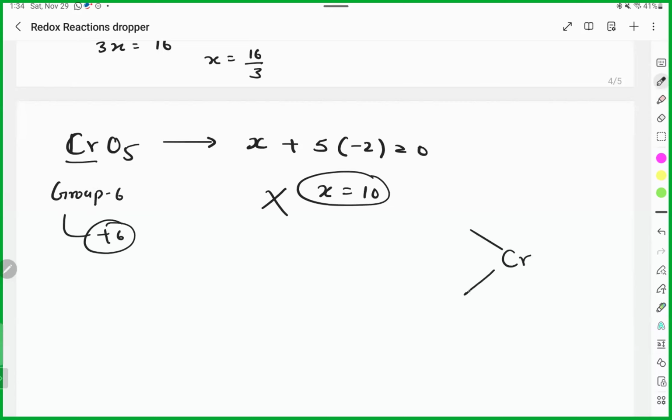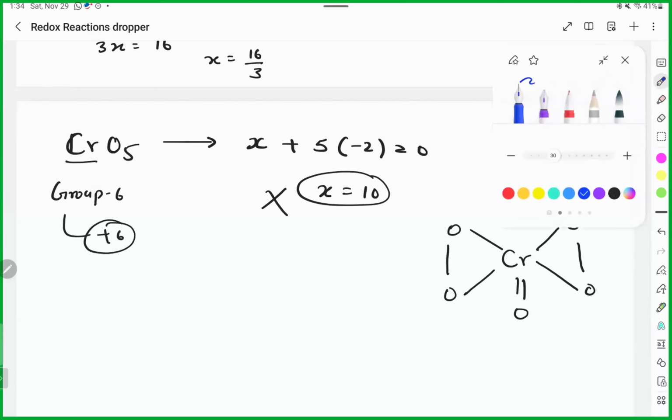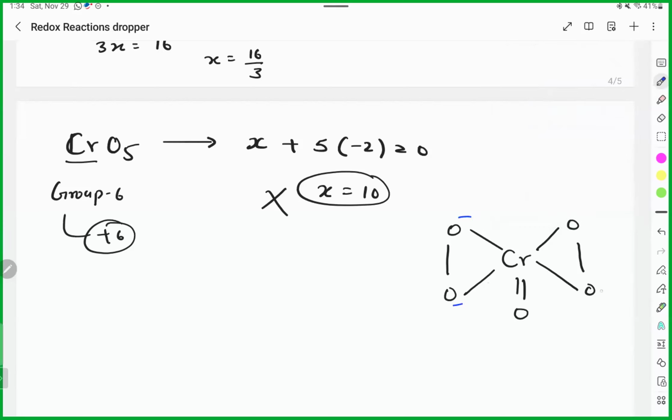1, 2, 3, 4, 4 oxygen, 5, 6. It looks like a butterfly. Now, because of every oxygen, there is -1, -1, -1, -1, -1, -1. So +4, and this is -2. So +6. You cannot have a charge more than the group charge.